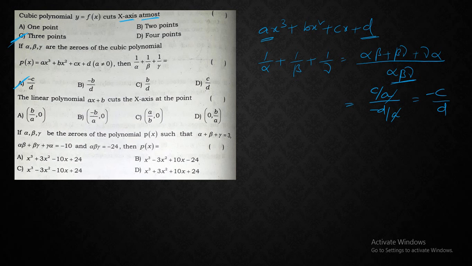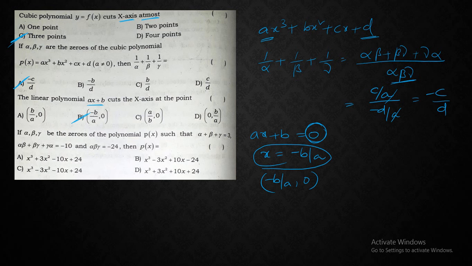So option A. Next, a linear polynomial ax plus b. So ax plus b is equal to 0. If you consider ax plus b is equal to 0, then you are going to get x is equal to minus b by a. That means at x is equal to minus b by a, the y value will become 0. That means what is the point of intersection? Minus b by a comma 0. So option B is my answer.